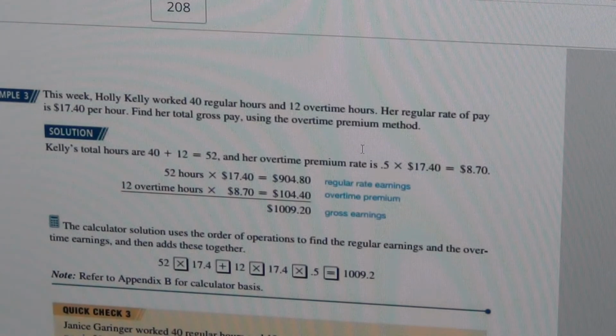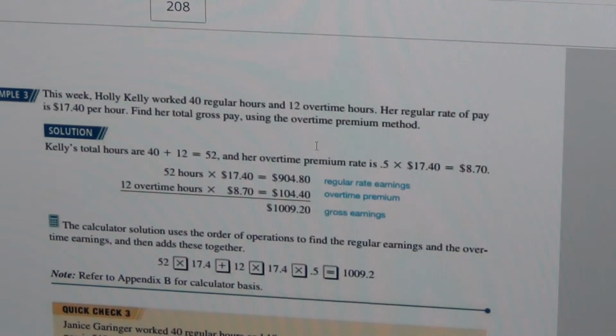So now we're looking at this week, Holly Kelly worked 40 regular hours and 12 overtime hours. Her regular rate of pay is $17.40 per hour. Find her total gross pay using the overtime premium method. So we're going to take Kelly's total hours of 40 plus the 12 hours, which gives you a grand total of 52. And her overtime premium, 0.5, is going to be $17.40 times 0.5, which is $8.70. So just remember, the $8.70 is the premium.